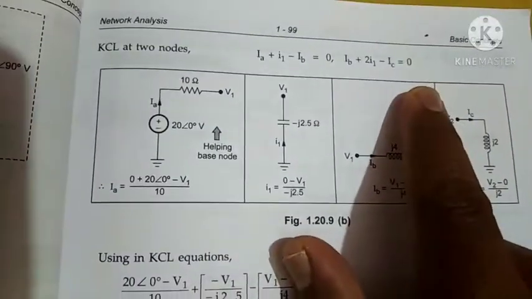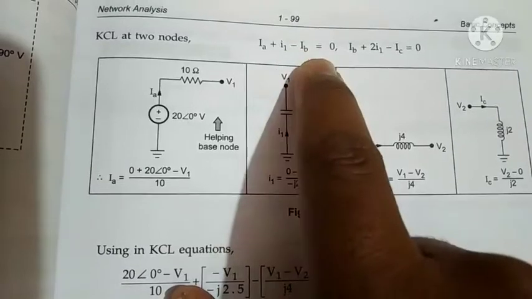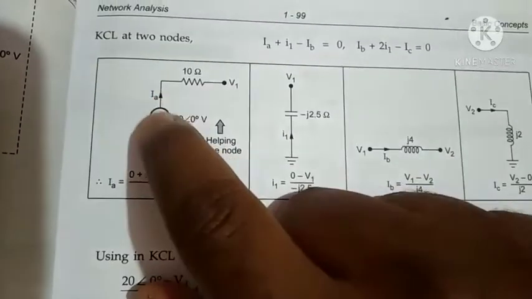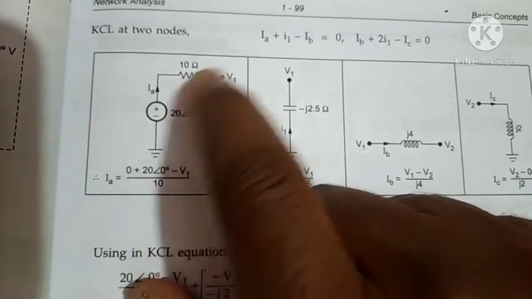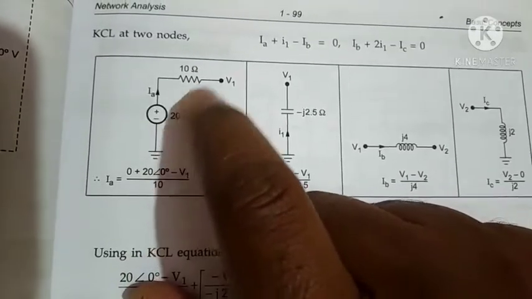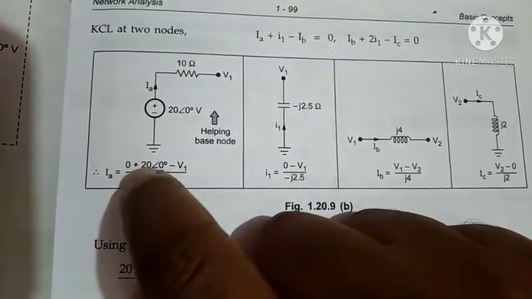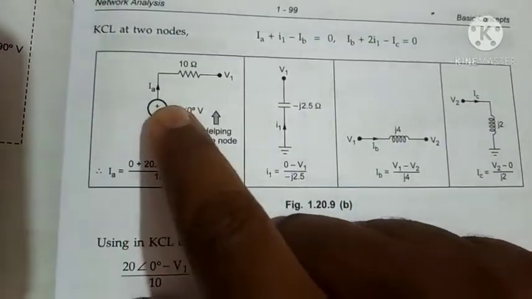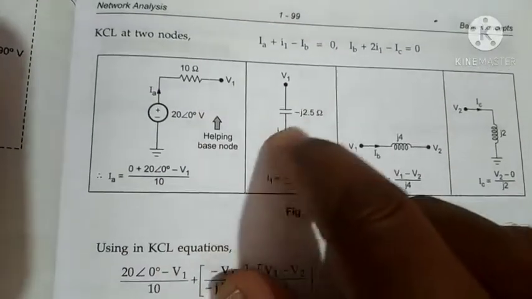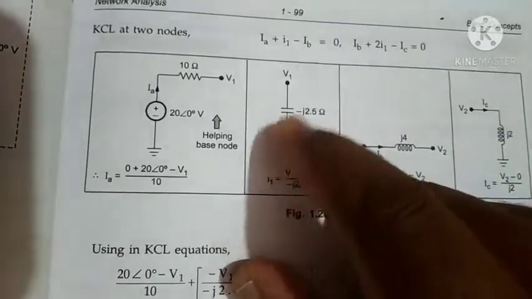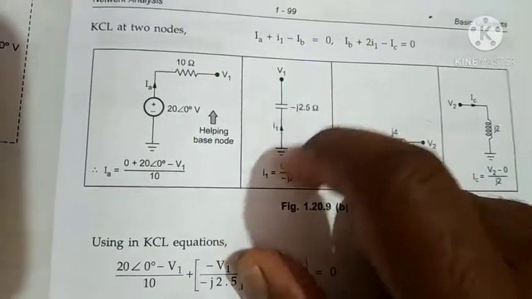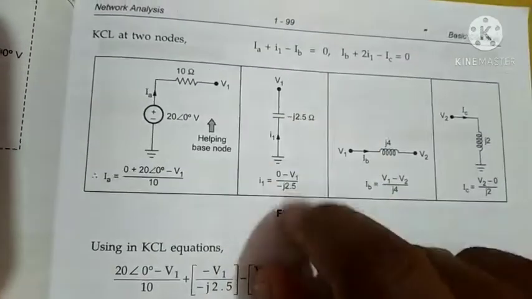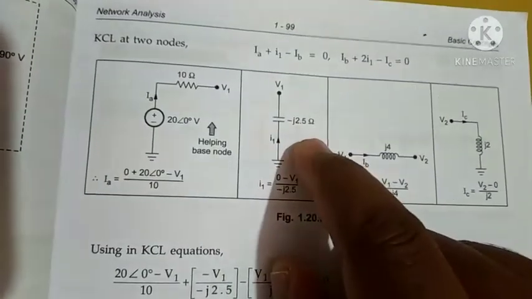Two equations we got. Now how to calculate the values of IA, I1, IB and the others. You may observe that the current IA is moving from the voltage source towards V1. So it is 20 with angle 0 minus V1 divided by this 10 ohm. Next, the impedance present between V1 and ground, and the current is going from ground to V1. So 0 minus V1 divided by the impedance minus j2.5 ohm.